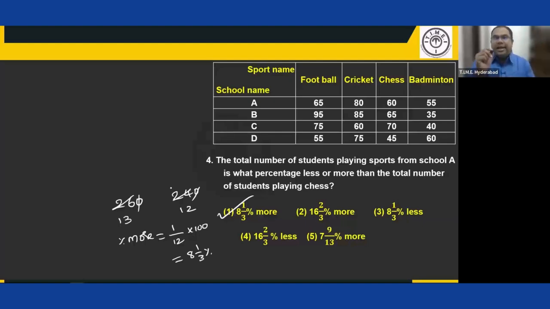I'm again not calculating. I'm using the data from the previous question. So from the previous questions, I have collected my data. 260, 240. Anyway, 0 is common. It will get cancelled, nullified. So I'm ignoring that. Again, common factor will get nullified. So I'm removing that common factor. So 13 and 12, I can find out the percentage more. Let's move on to the next question.